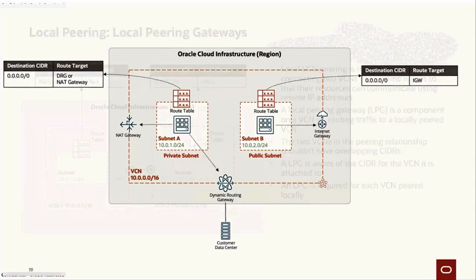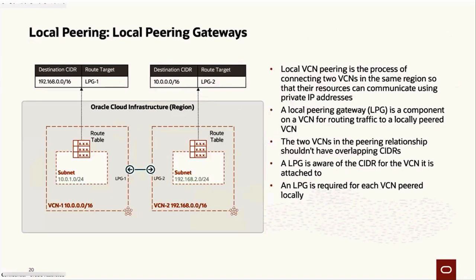Moving on, let's talk about the OCI gateway peering types. Local peering refers to the process of connecting virtual cloud networks within the same region so that their resources can communicate using private IP addresses. The VCNs can be in the same tenancy or different ones. The two VCNs in the peering relationship shouldn't have overlapping CIDRs.